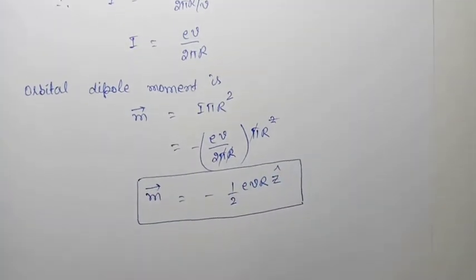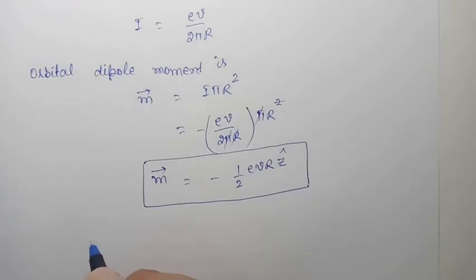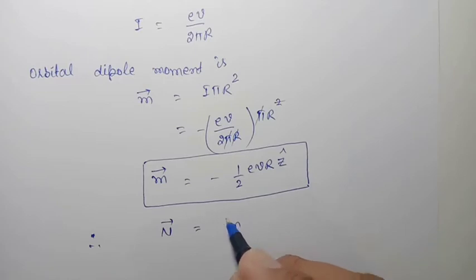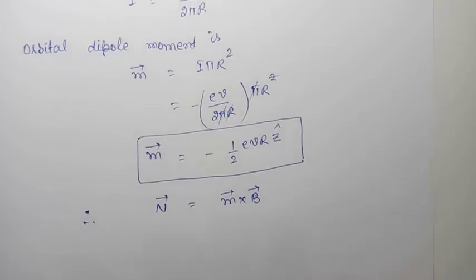So this is the magnetic dipole moment. Here the negative sign is introduced due to the charge of the electron. Now the next point is torque. Torque is equal to m cross B. But it is very difficult to rotate the whole orbit. On the other hand, when we apply the magnetic field, it may speed up or slow down the electron depending upon the orientation of the magnetic field.